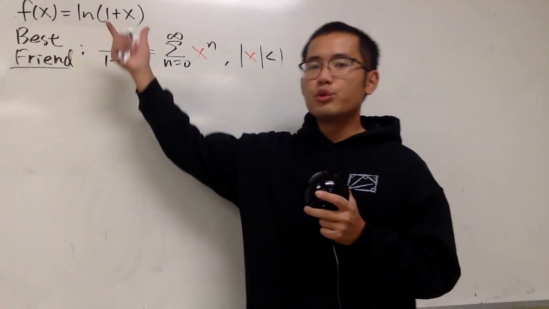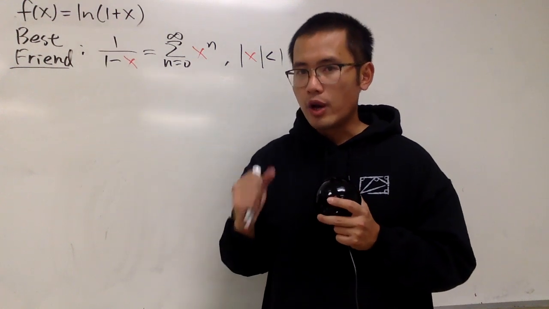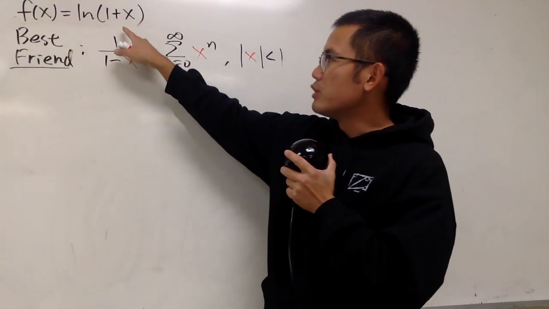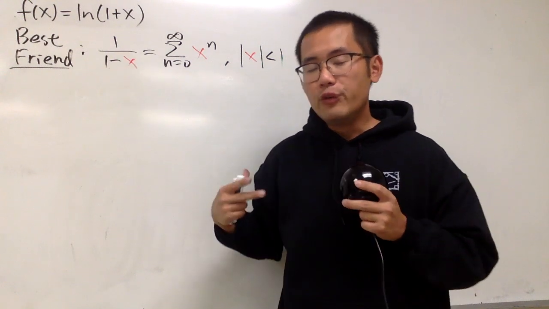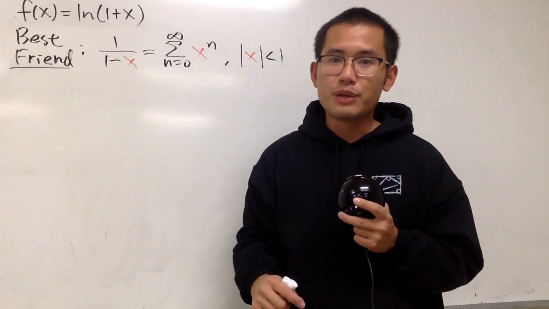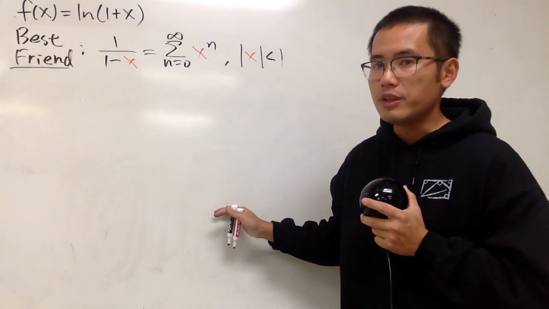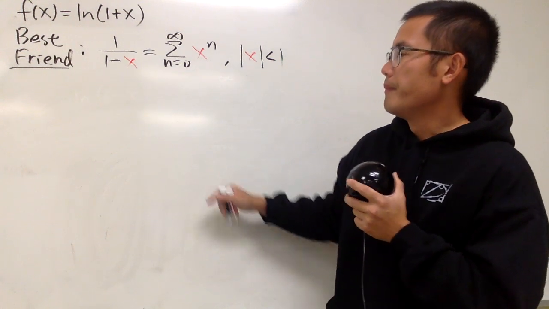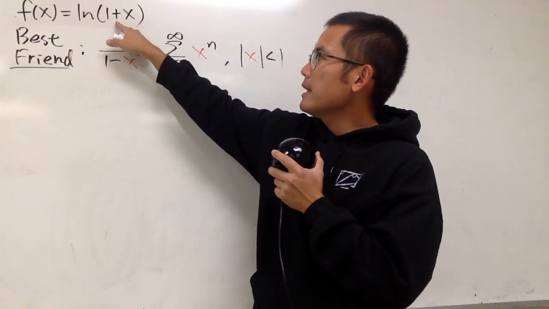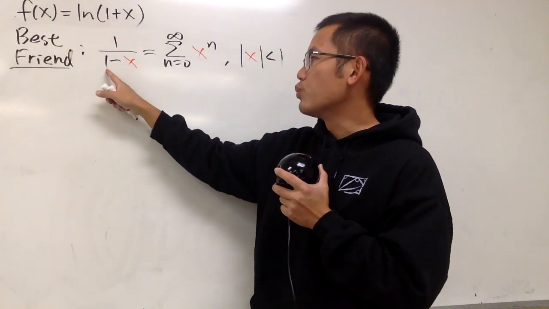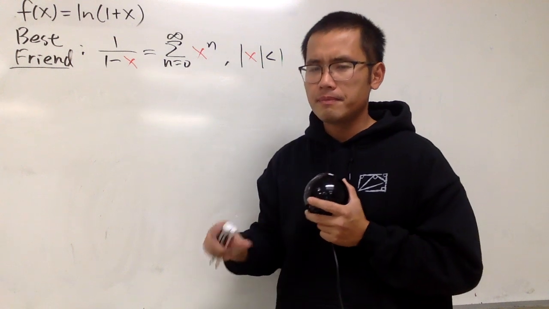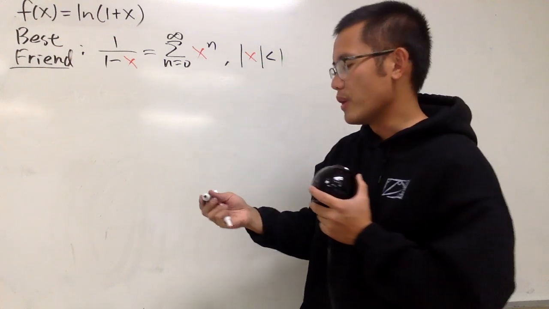Now, what's the connection between this and that? Well, we notice that the best friend is just 1 over a linear function. If we integrate that, we get ln of something, right? So that will be a good approach. We will just focus on how to integrate this. However, the input here is 1 plus x, but the best friend is 1 minus x. So we have to do some change, and here we go.